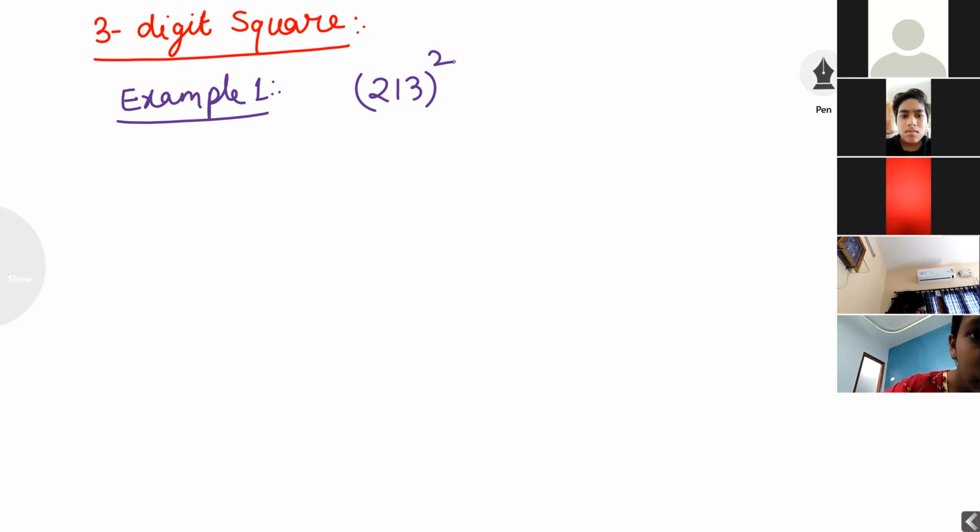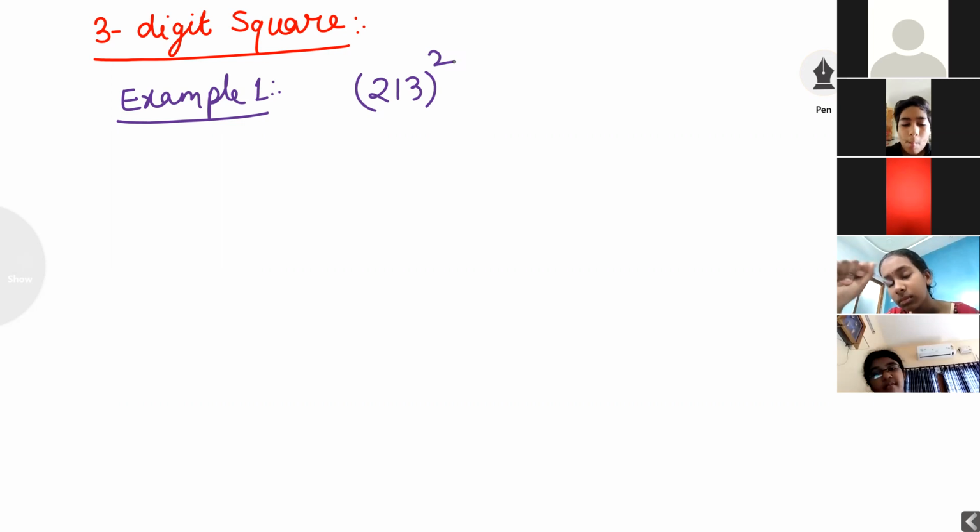What is the value of that? How to find 213 whole square? Don't say the answer is 213 into 213. I can multiply and say the answer. Everyone knows that if you multiply a number by itself, the answer will come, no problem. But what is the trick to find a 3-digit square? Listen carefully, students.